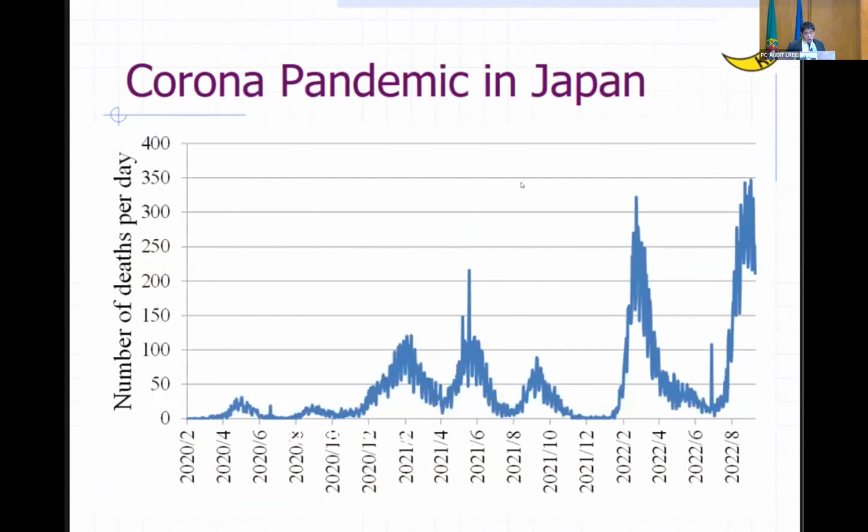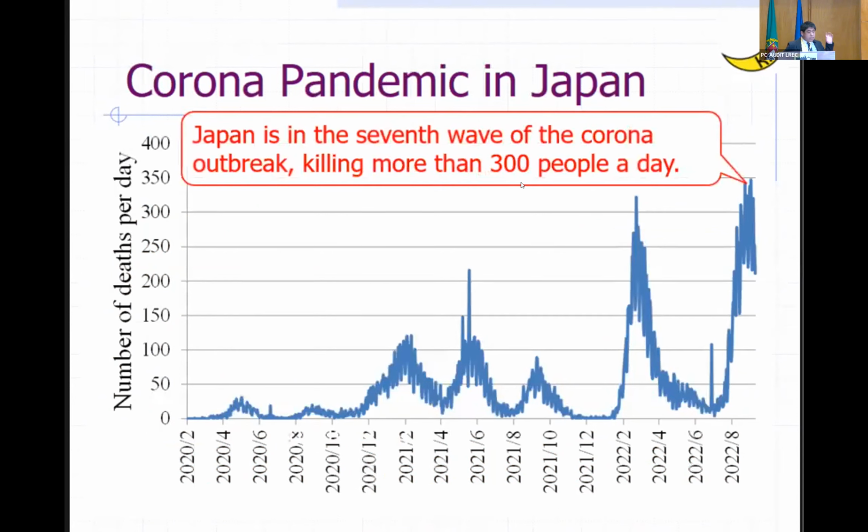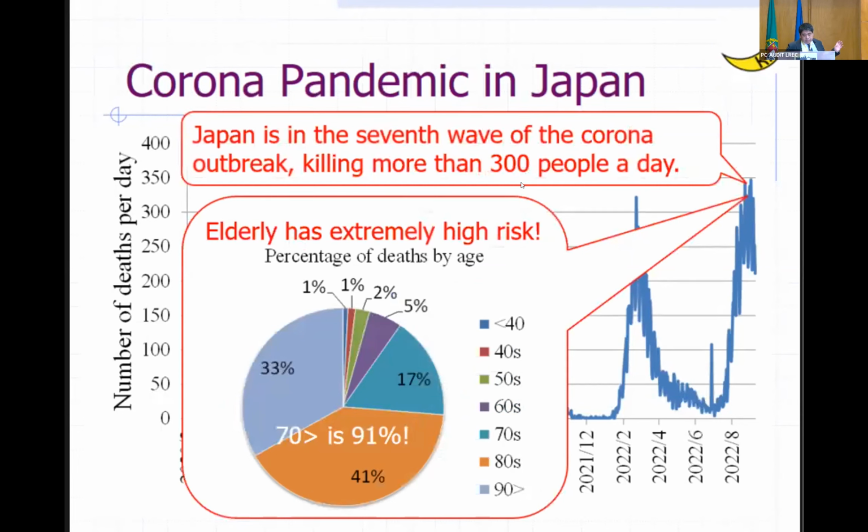On the other hand, Japan is now in the 7th wave of the corona outbreak, killing more than 300 people a day, a very serious condition. Of course, there is a very high risk for the elderly. More than 90% of the deaths are elderly in Japan.